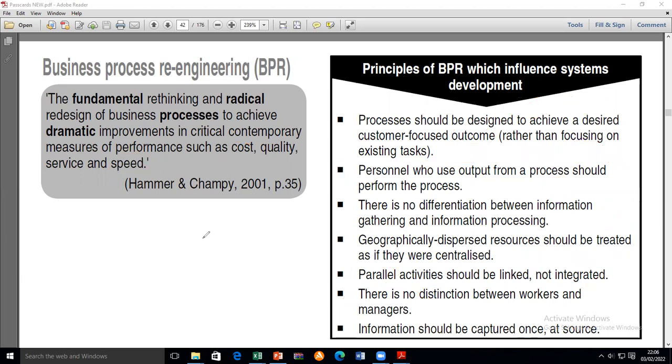Lastly, so we have seen 3 examinable items. BPR, that is one. Secondly, the value chain or McKinsey's 7S model.